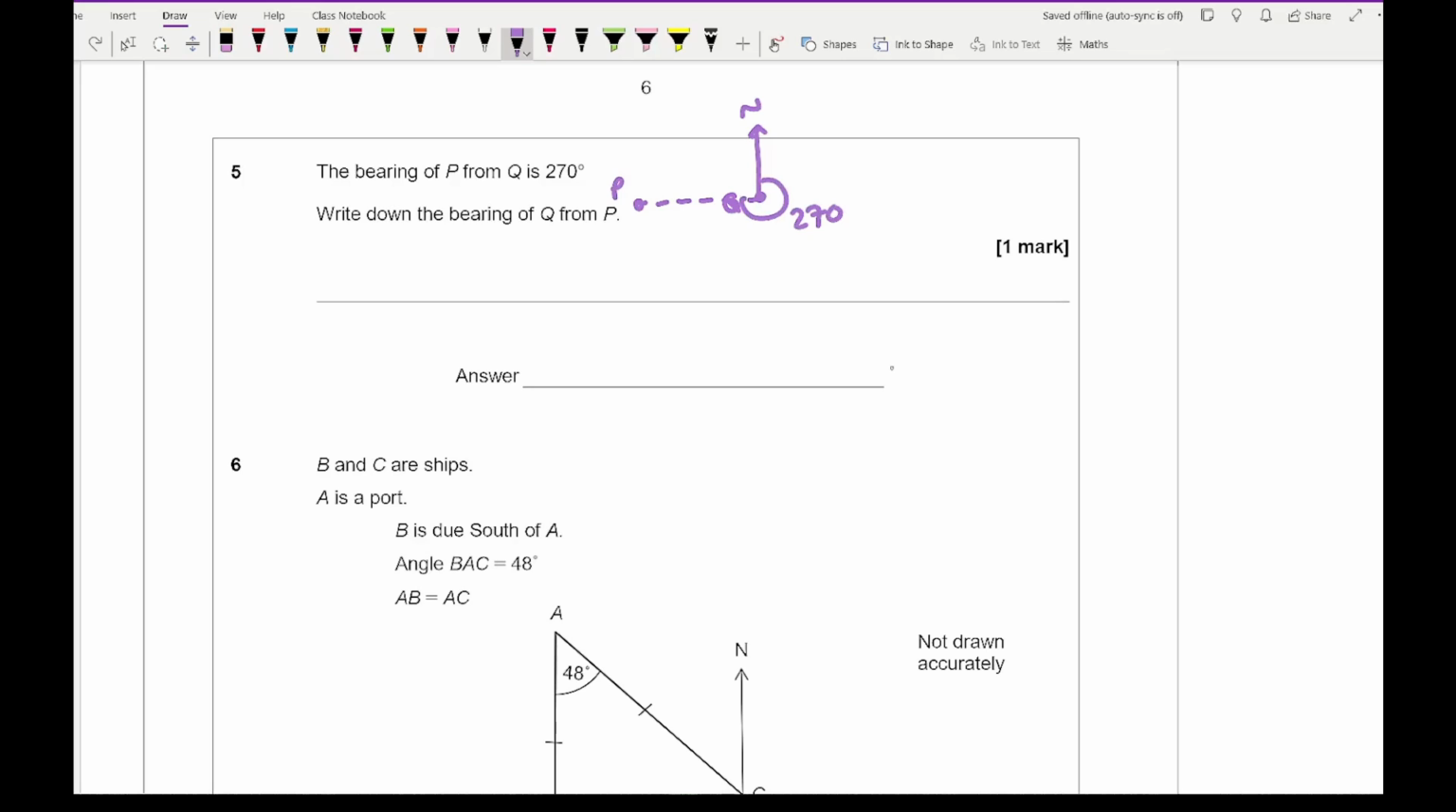Now the question's then asking what's the bearing from P to Q. So drawing a north line from P, it's asking me what this angle here is going to be. Well, that's going to be 90 degrees, so it's going to be 090.